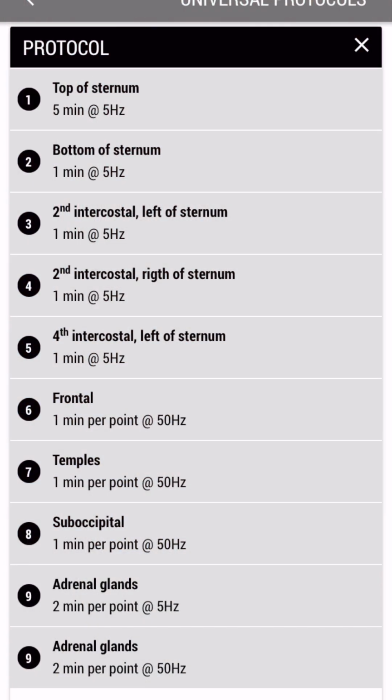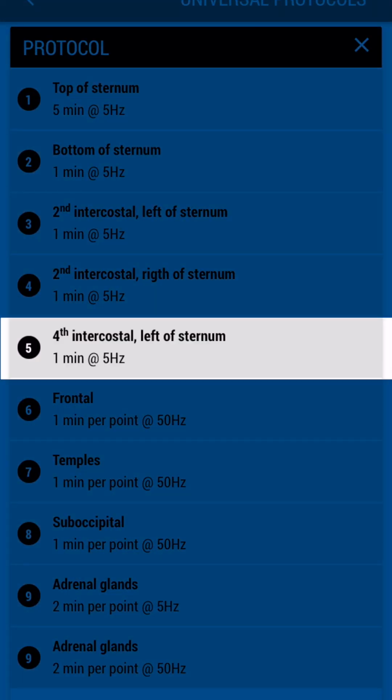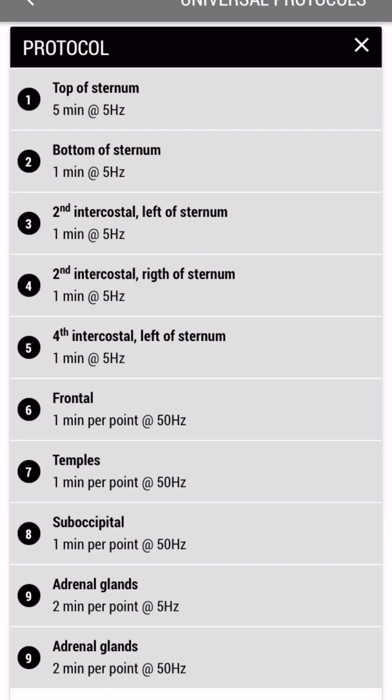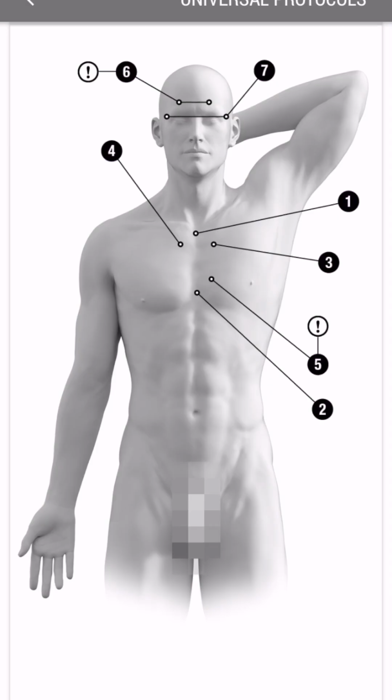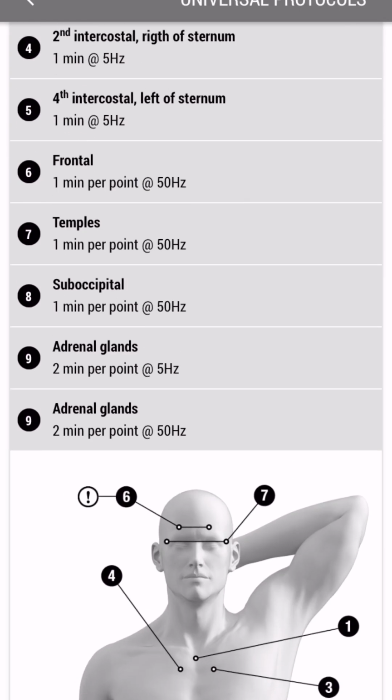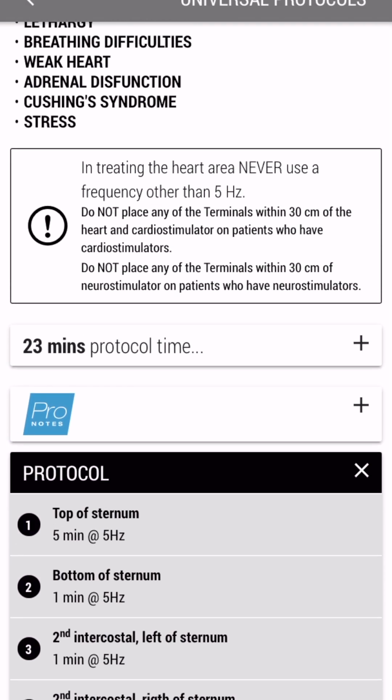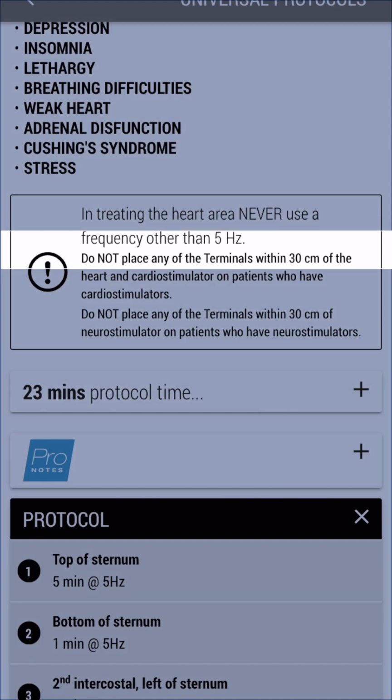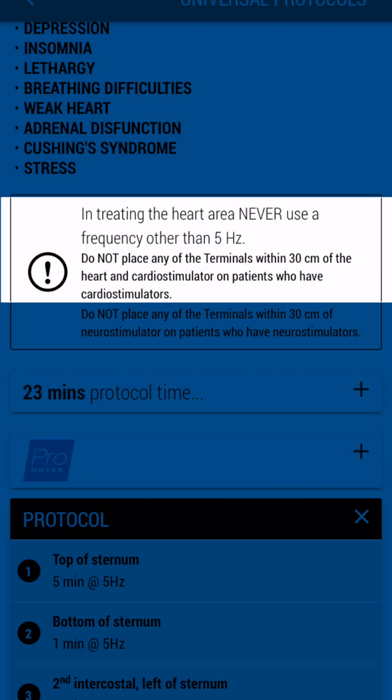Okay, next one we have is point number 5. This is the fourth intercostal, left of sternum. You're going to see this treatment point in a lot of treatments, okay? And when we go down to the mannequin, we're going to see point number 5 right here, this point down the mannequin, and there's an exclamation point. Now, we'll scroll up here in the coMra app, and we can see this exclamation point corresponds to this attention in treating the heart area. Never use a frequency other than 5 hertz. So that's one aspect of it.